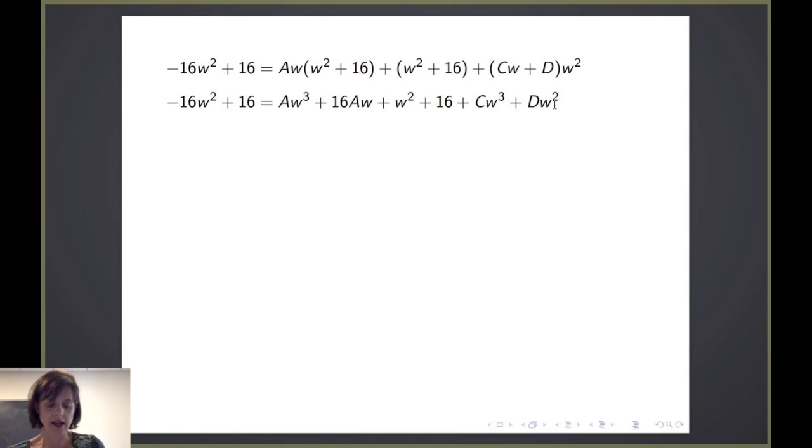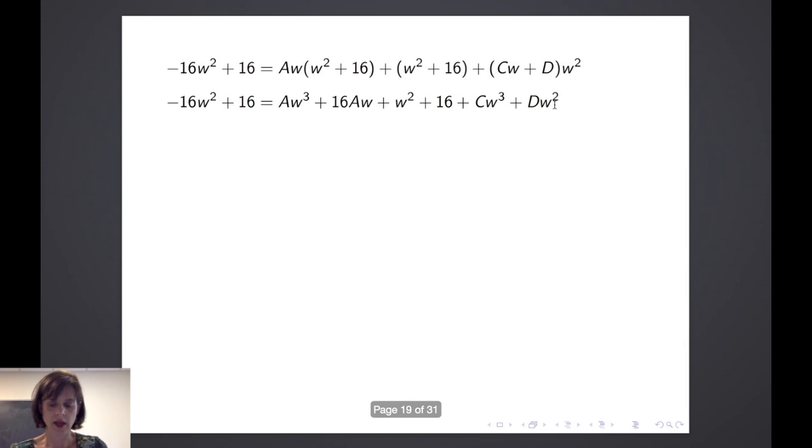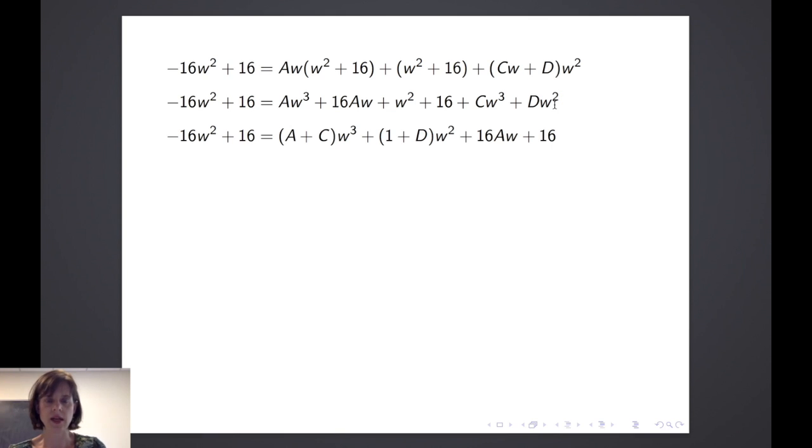And with this, I can collect common powers of W. So for example, I have AW cubed and CW cubed. I have W squared and DW squared. I have 16AW and 16. So when I group those together, I get negative 16W squared plus 16 equals A plus C times W cubed plus 1 plus DW squared plus 16AW plus 16.